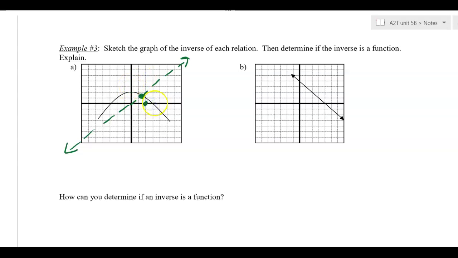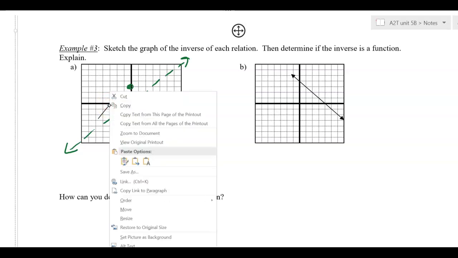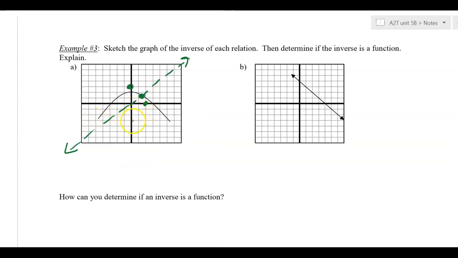See how this has 3, 0, then our inverse will have 0, 3. If you have to find something else, so this has a point very close to negative 3, 0, then our inverse will have 0, negative 3.